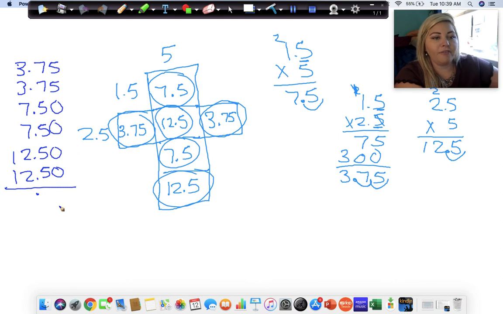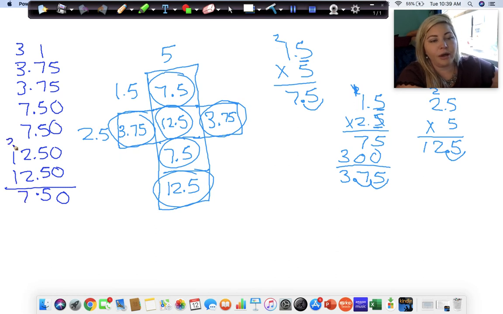5 plus 5 gives me 10, so I'm going to put a 0 down, carry my 1. 5, 10, 15, 20. 20 plus 7 is 27. 27 plus 7 is 34. 34 plus 1 is 35. 5 down, carry your 3. 7 and 3 makes 10. That's 20. 23, 24, 25, 26, 27.